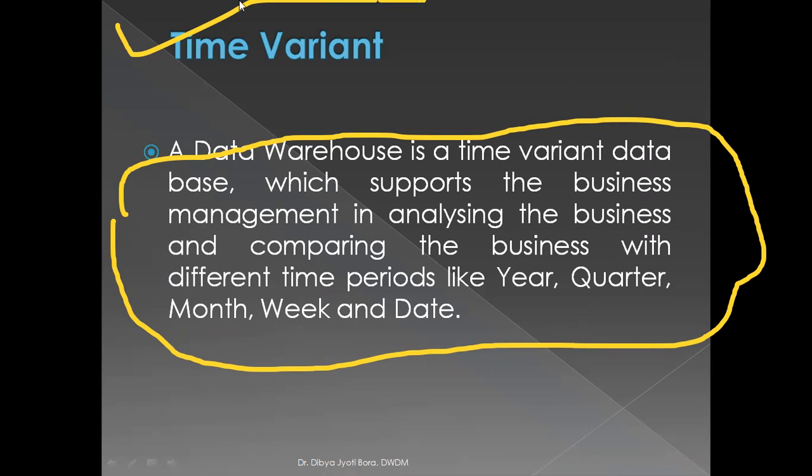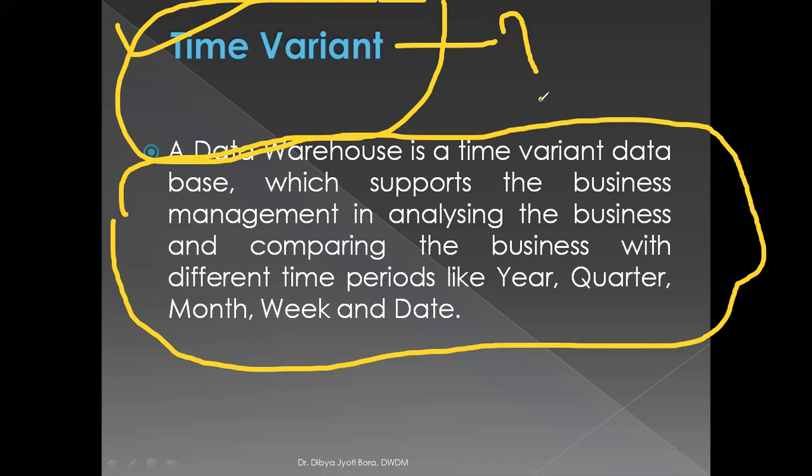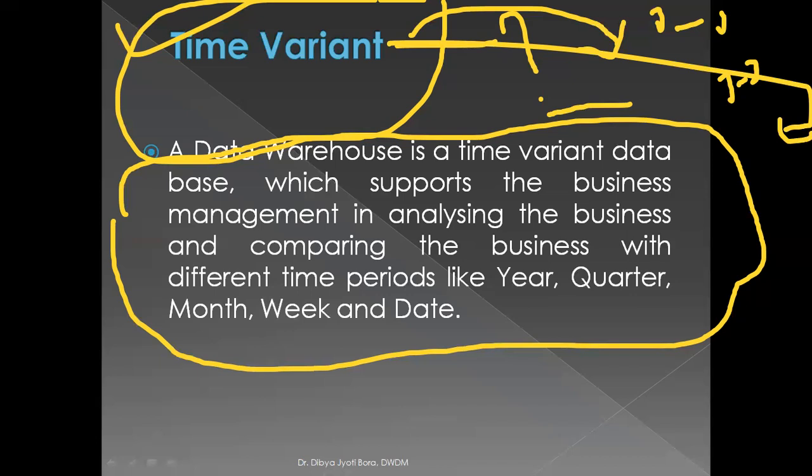Time variant. Have you come across this term variant before? So variant means what? Changing. For example, quarter, you know that. Then a 6-month basis, half yearly. Suppose January to July, July to December. So this is related to some interval of time.